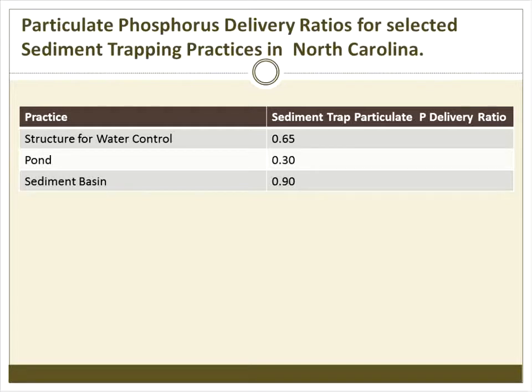When we talk about a sediment basin, we're talking about a basin that has a stream flowing in and a stream flowing out. We think that they only trap 10% of the phosphorus, and therefore they deliver 90% of the phosphorus. So they're not particularly effective because the phosphorus just flows in and then just flows out. So we only have 4 practices that actually reduce sediment-bound phosphorus.